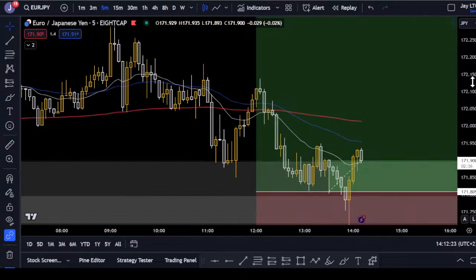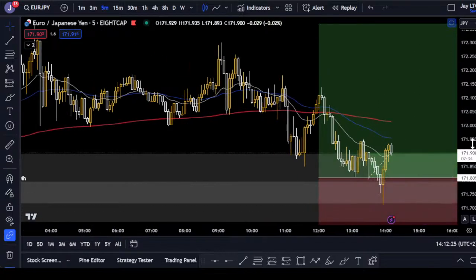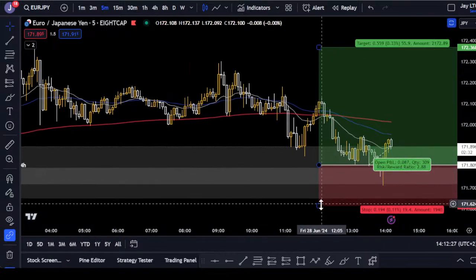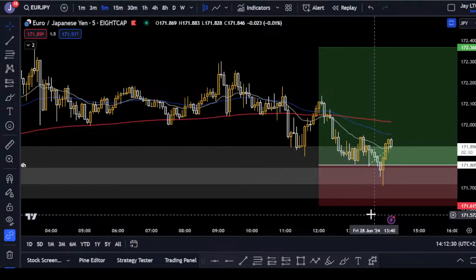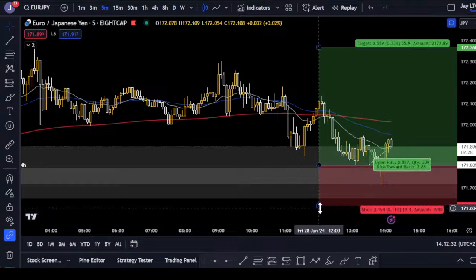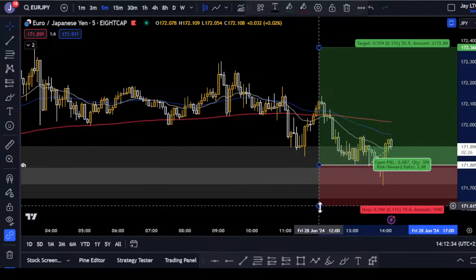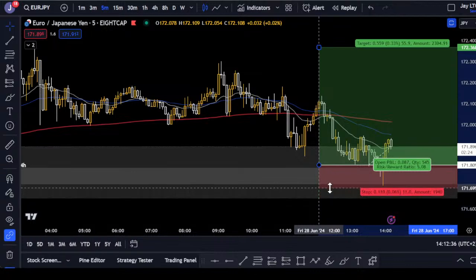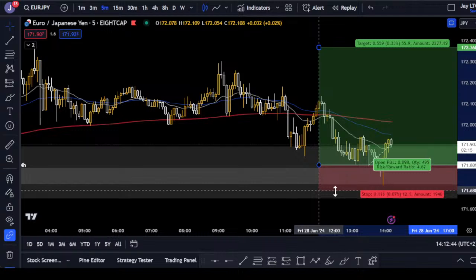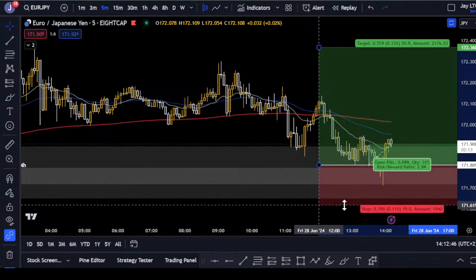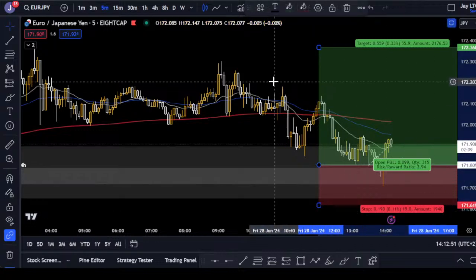Stop loss at 171.615, if you want, that's to be conservative. Otherwise, you can easily put it at 171.700. Sorry, 690. 171.690. All right. I don't think it's going to retrace more than that. But if you want to be conservative and safe, 171.620.